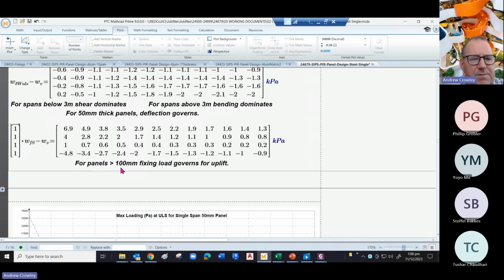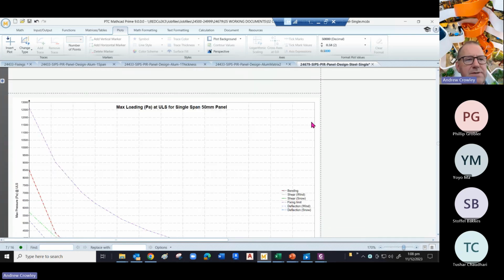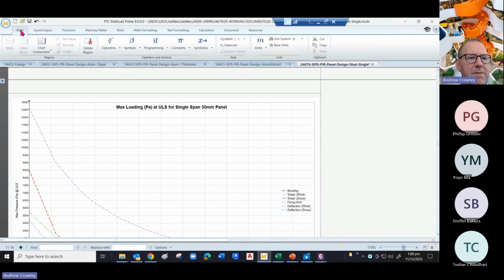But for panels bigger than 100 mil, your fixing load might govern. You might not get the whole fixing load available. Then we can produce charts, and these are slightly different to the plots. You can find these not under the plot menu, but under the math menu, and you can insert chart from that menu.